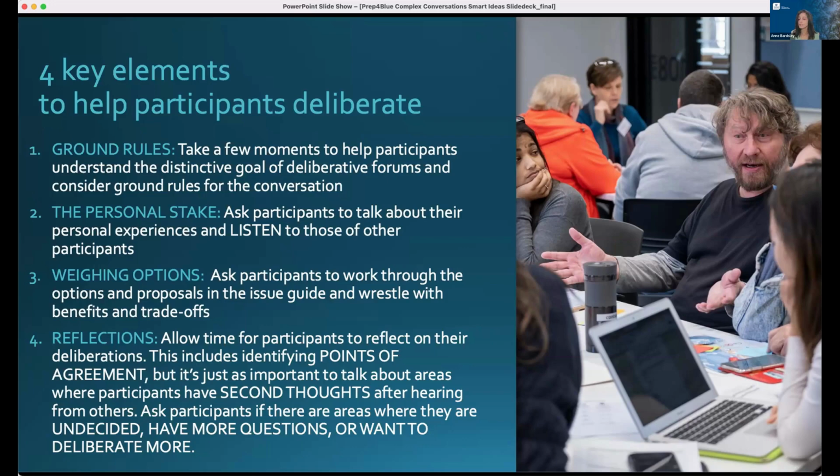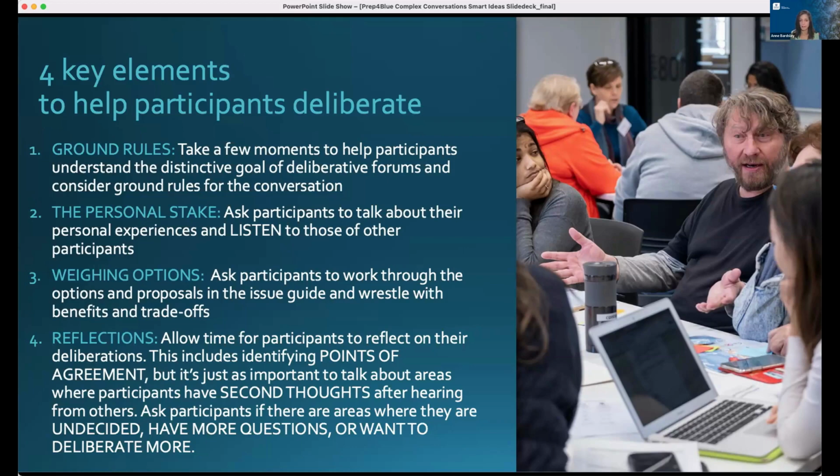In these short processes, we didn't have a lot of time for point number 4 here, which is reflection: allowing the time for participants to reflect on what they've heard, identify points of agreement, and talk about whether they have second thoughts on their opinions and where they might change their minds, and what other questions they might have in order to deliberate further.